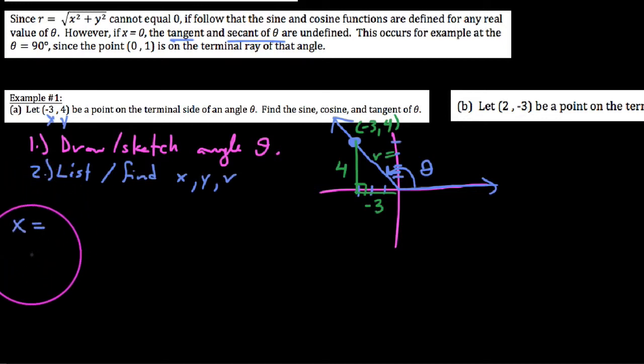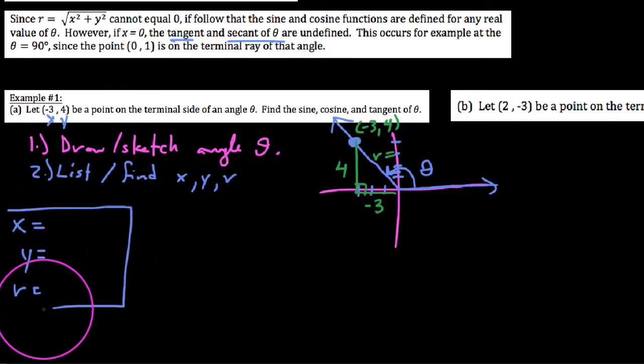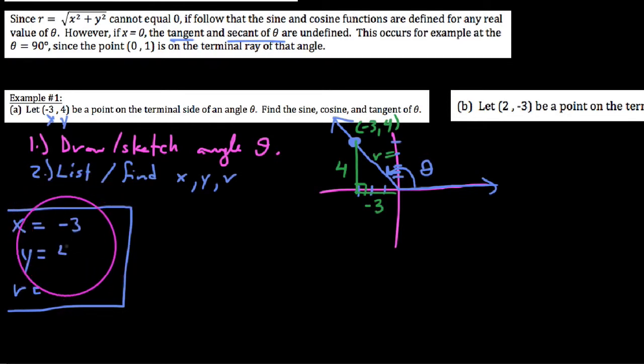So my suggestion is this. Let's go write x equals, y equals, and r equals. And I want to make this as standard as possible. So we say x. Well, we already know that the point on the terminal side is -3 for an x value, has a +4 for a y value.